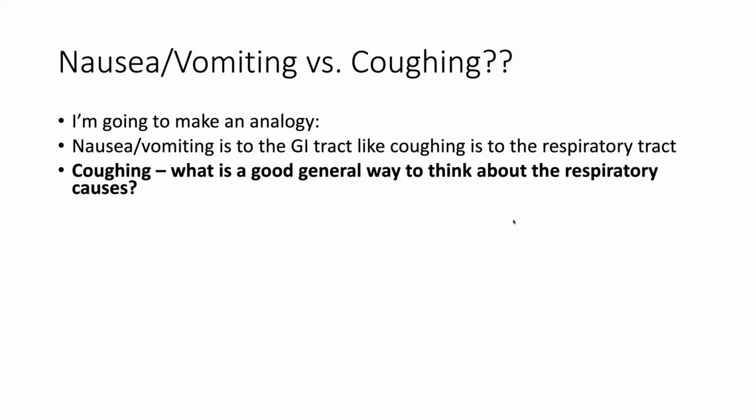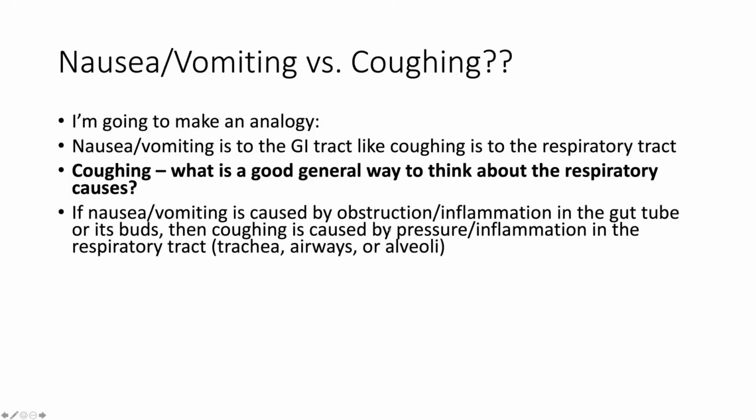Sorry. Yeah, absolutely. So we're saying that inflammation or pressure cause an increase in nausea in the GI tract. Would it be fair to say that an increase in inflammation or pressure in the respiratory tract could cause an increase in coughing? Yes, for basically the same mechanisms. If nausea and vomiting is caused by obstruction or inflammation of the gut tube or its buds, then coughing is basically caused by pressure or inflammation in the respiratory tract, trachea, airways, or alveoli.